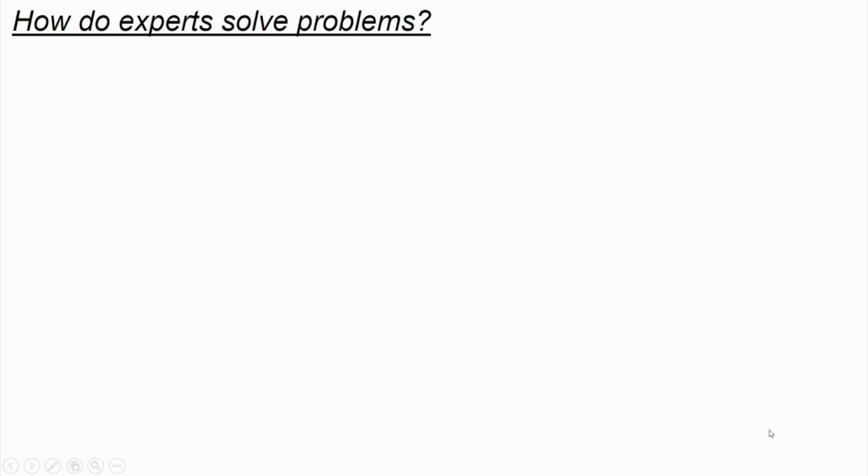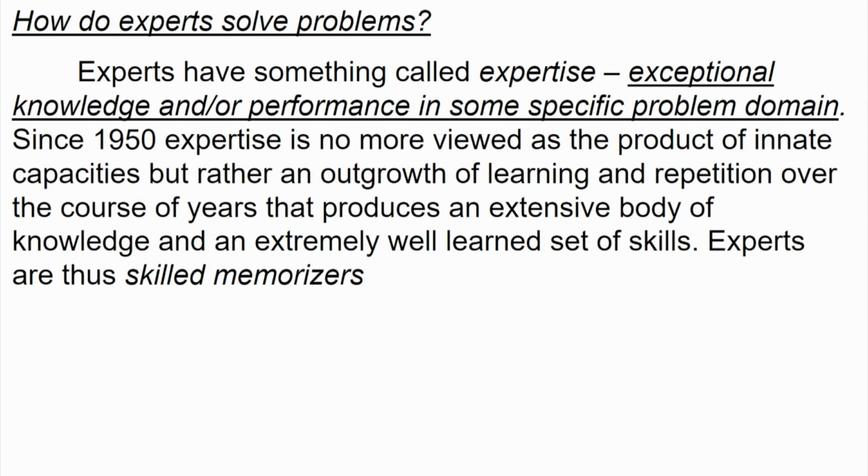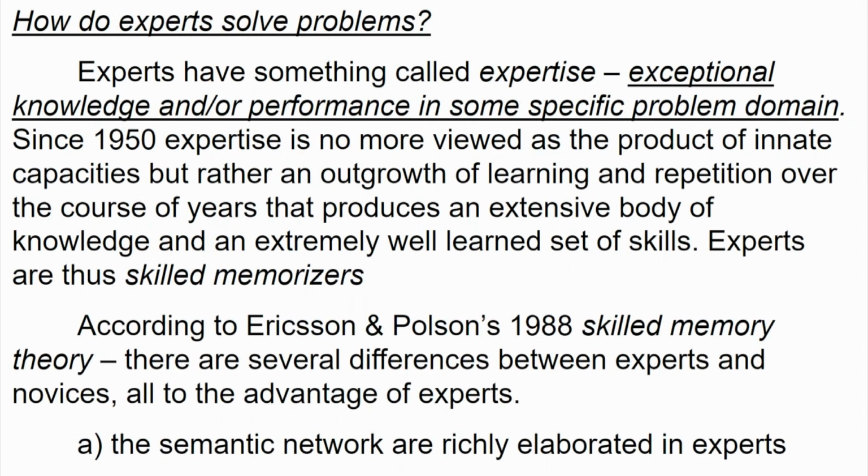Now, another interesting thing to look at is how experts solve problems. Experts have something called expertise, which is exceptional knowledge and performance in a specific problem domain. From the 1950s, expertise was viewed as a product of innate capabilities, but nowadays expertise is seen more as a skill of memorizing. According to Ericsson and Polson's 1988 skilled memory theory, there are several differences between how an expert and how a novice solves a problem.